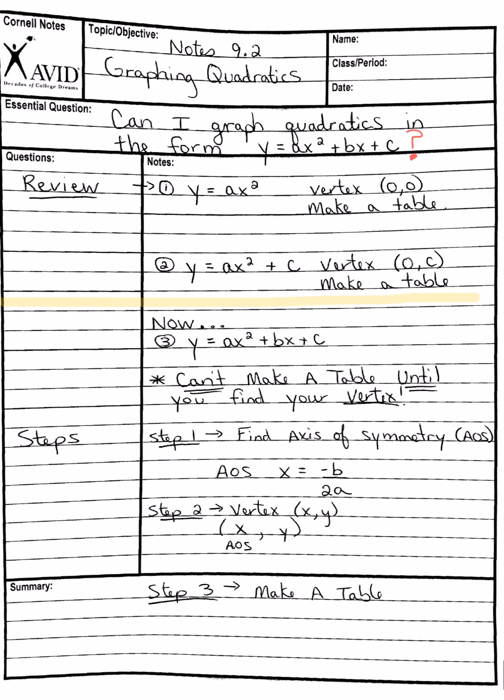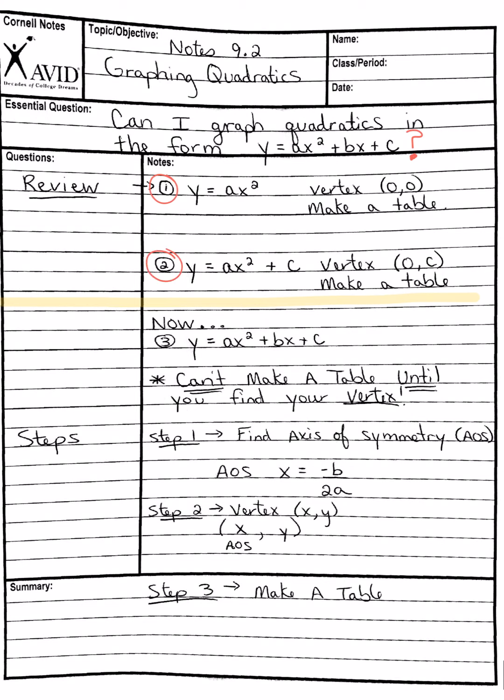So I'm going to talk about right now, it should all be written down for up to the review. We're going to go ahead and talk about the review, which should be a review. Number one, we just have y equals ax squared. We know how to graph this. We find the vertex, which we know is 0, 0, we make a table. And then we graph them.